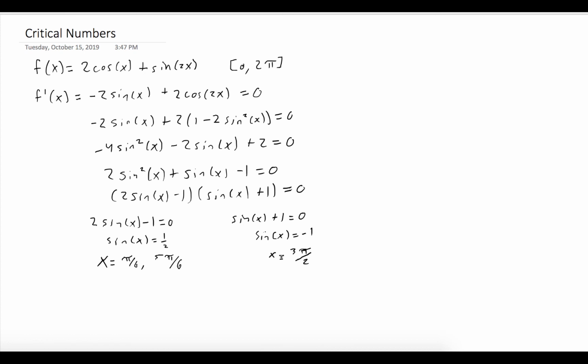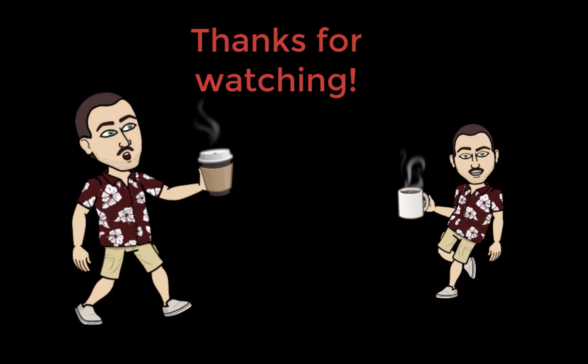Okay, so the next thing we have to check is, is there any point when our derivative is undefined? And there's not, right? Because sine of x is a continuous function. Cosine of 2x is also a continuous function. So our derivative is always continuous and always defined. So our critical numbers are pi over 6, 5 pi over 6, and 3 pi over 2.